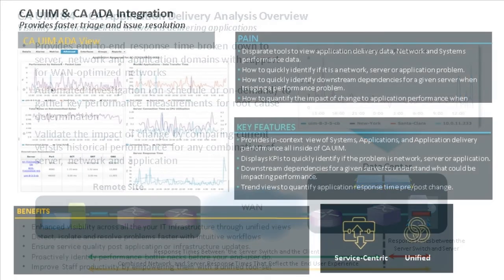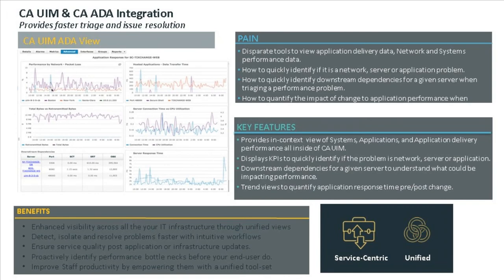So you have an environment where you're looking at historically network, server, and application performance, with many different tools that you're using to view application delivery data. You want to understand the network and system performance data, and you need to be able to quickly identify if there's an issue with the network, a server, or an application. How do you not only identify whether there's a problem, but identify downstream dependencies for a given server when you're trying to triage a problem?